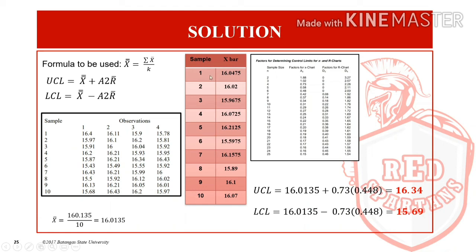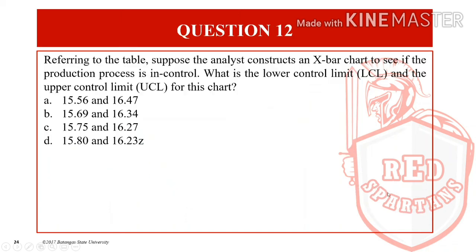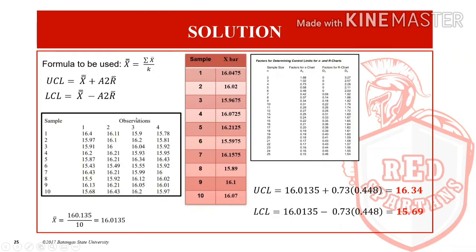So, mean ng each sample, ito yon, nakuha ko na yung mean ng each sample. Then, kukunin mo naman yung sum ng X-bar. Ang sum niya ay 160.135 over 10 na sample. So, ibig sabihin ng ating X double bar is 16.0135. Then, para makuha yung ating UCL and LCL, check lang natin yung value ng A2. Ang value ng A2 na 4, katapat is 0.73. So, substitute lang. Ang lalabas na UCL is 16.34 and LCL is 15.69. So, answer natin is letter B, 15.69 and 16.34.